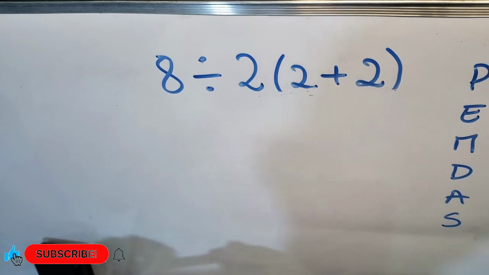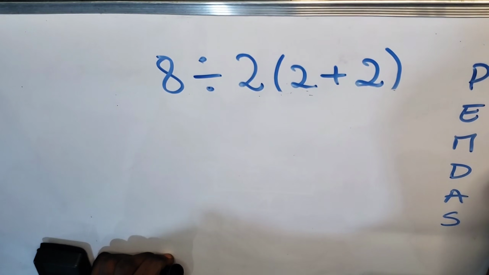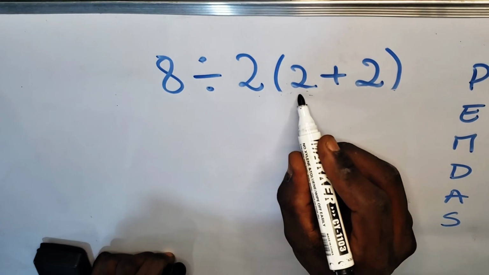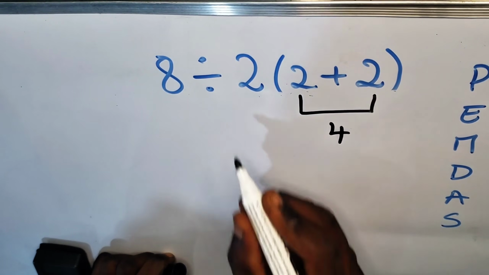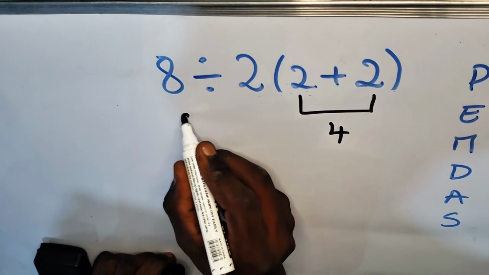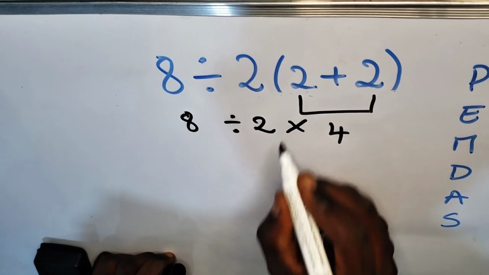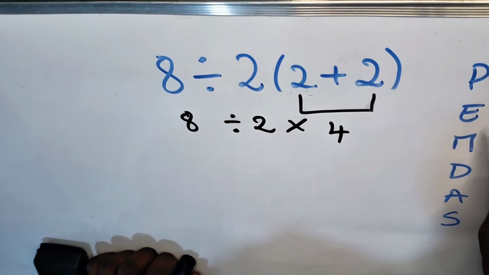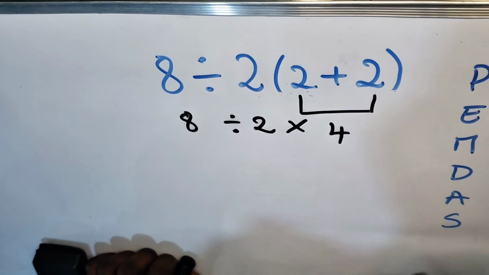So here we have to start first with the parentheses. This is number 1. We have to start with the parentheses. So 2 plus 2 is equal to 4. We're going to copy the expression 8 divided by 2 multiplied by 4. So next we follow with the exponent. There's no exponent here, so we don't have this.